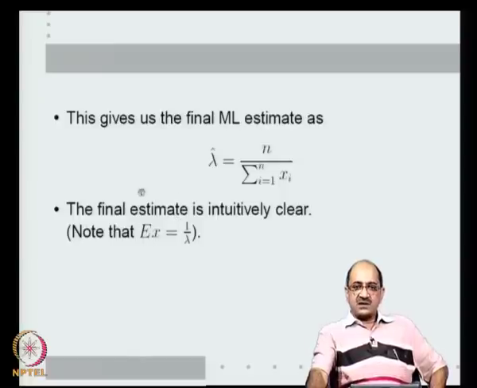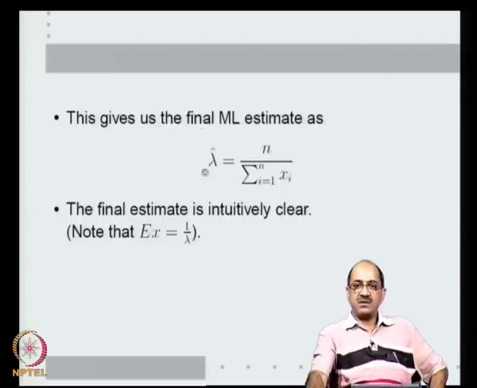So, because a good estimate for mean is sample mean, a good estimate for lambda is 1 by sample mean. This is simply 1 by sample mean, right. 1 by n summation xi is sample mean. So, n by summation xi is 1 by sample mean, that is the maximum likelihood estimate for lambda.